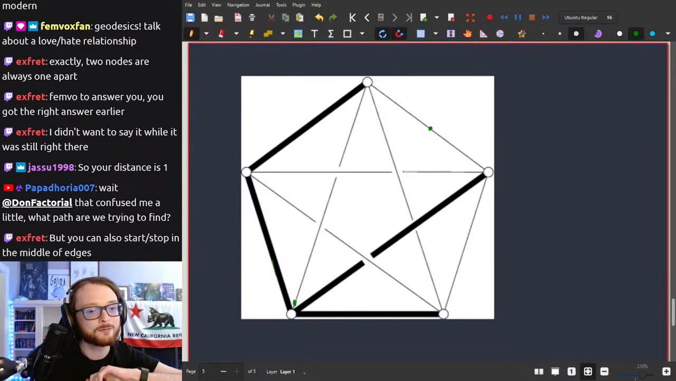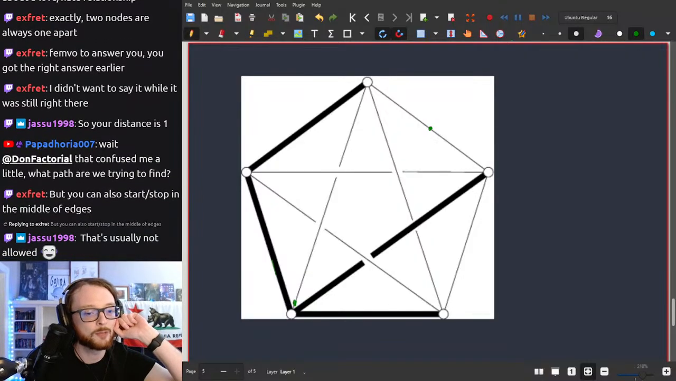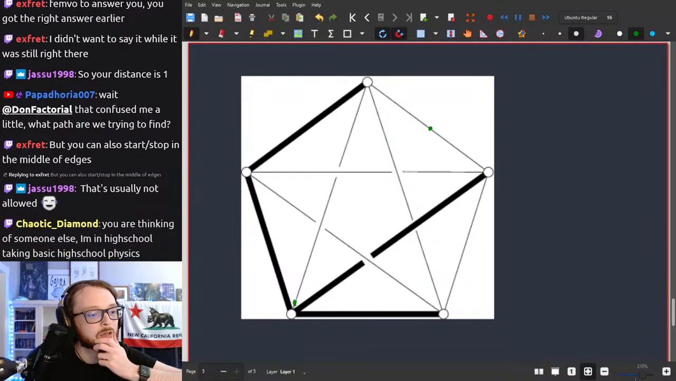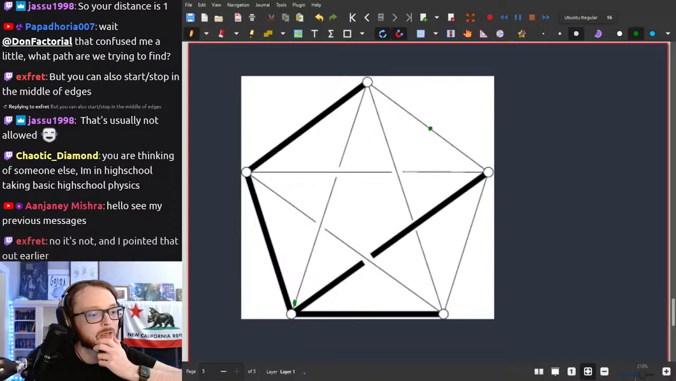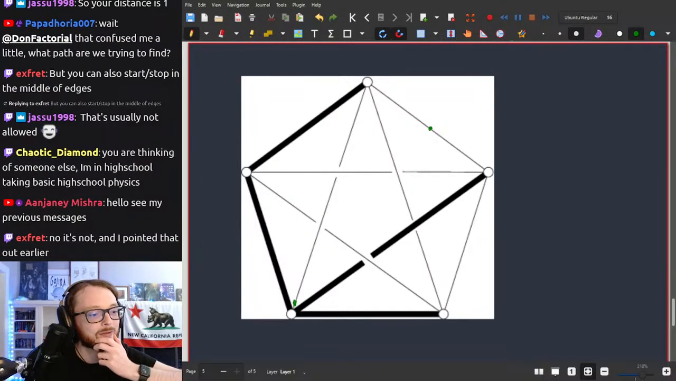Papador, we're trying to find 2 points with the longest distance between them, and you always take the optimal path. And you don't have to choose a node. You can choose any point along the edges. Oh, I am thinking of someone else.